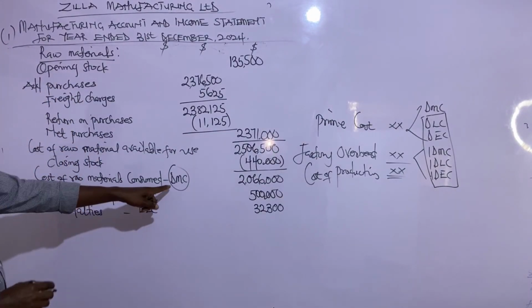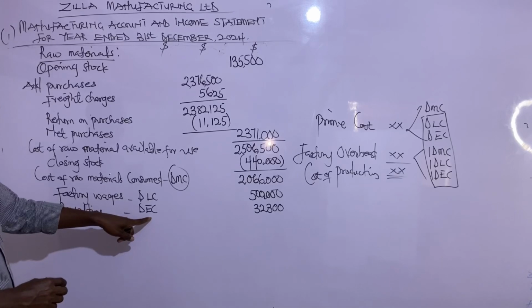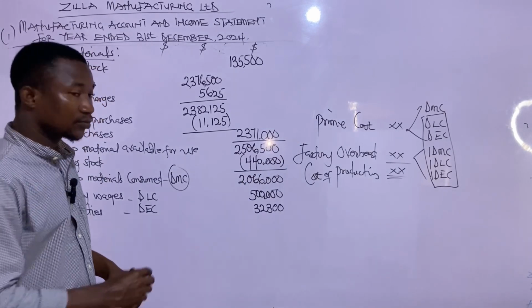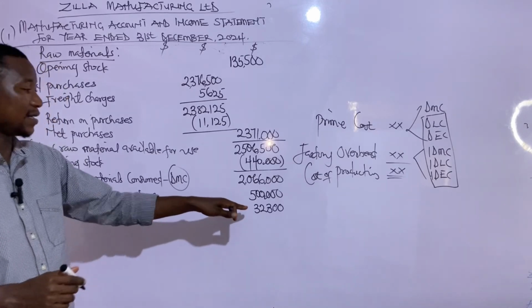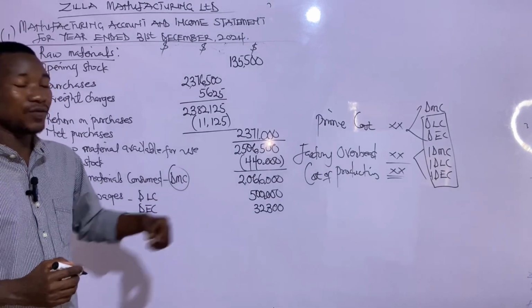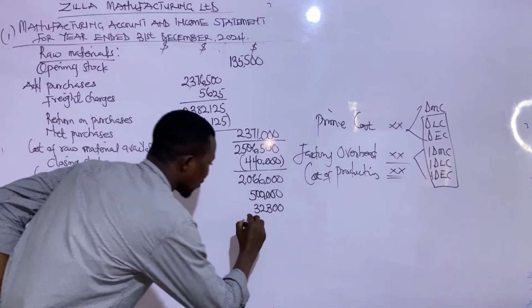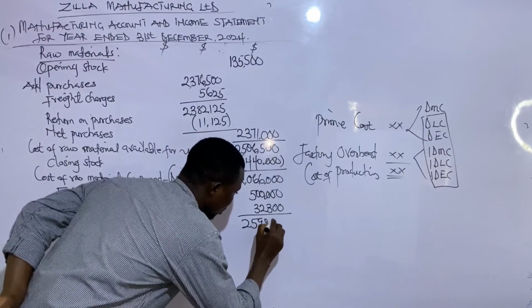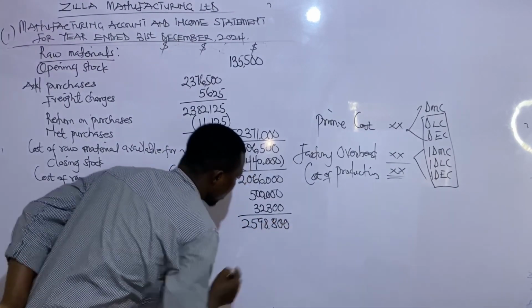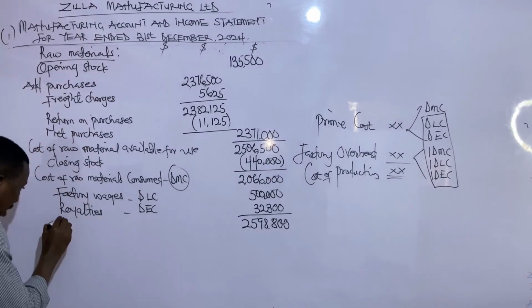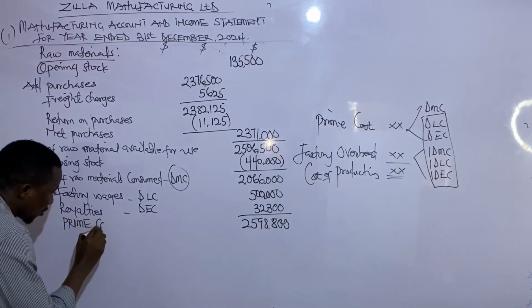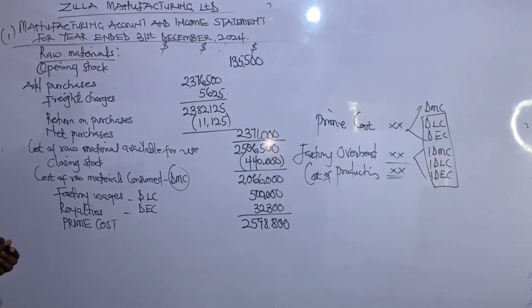And we are saying that when we add these three items, we arrive at what we call the prime cost. Is that okay? Good. So what we are going to do is to add this 1, 2, 3. We add them together, so we arrive at 2,598,800. So this now becomes the prime cost. The prime cost. Is that okay?